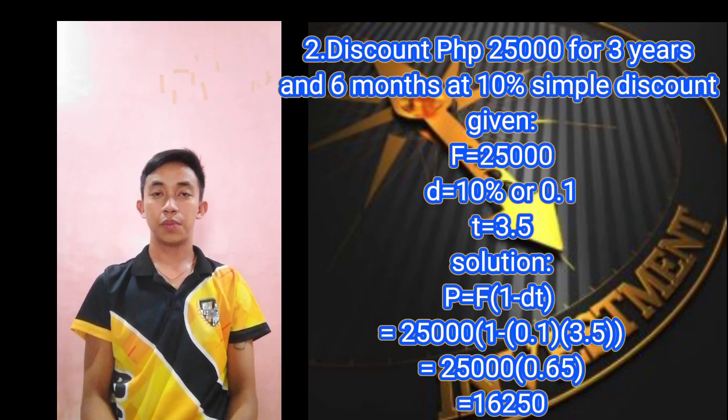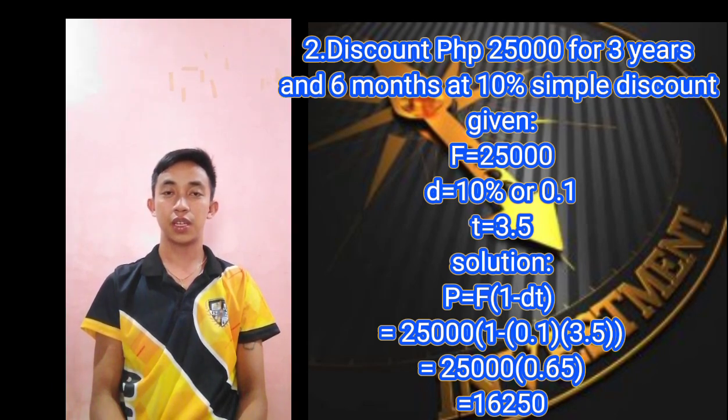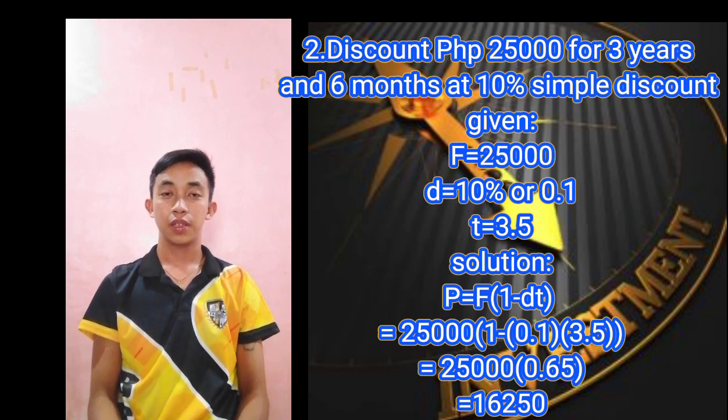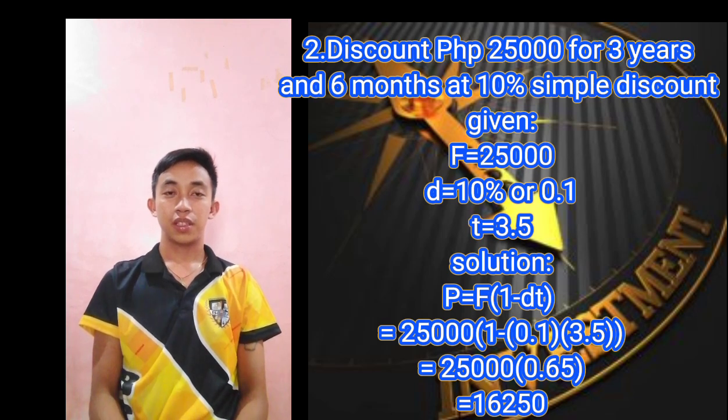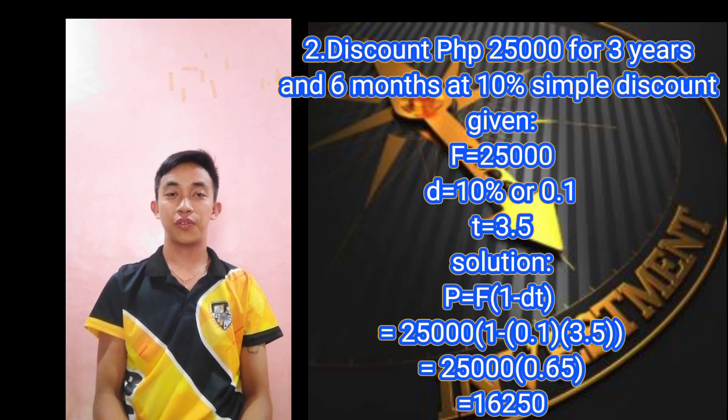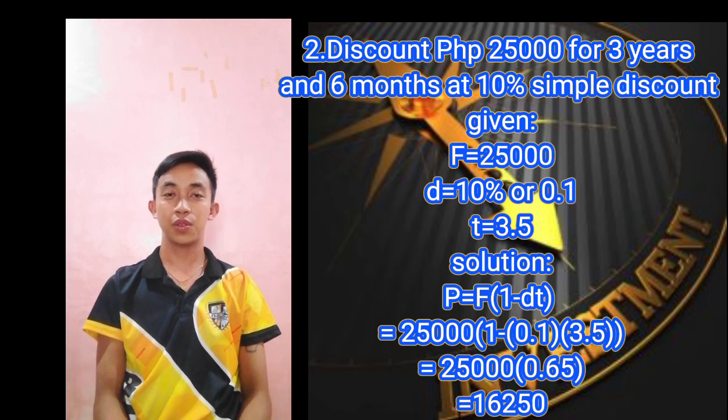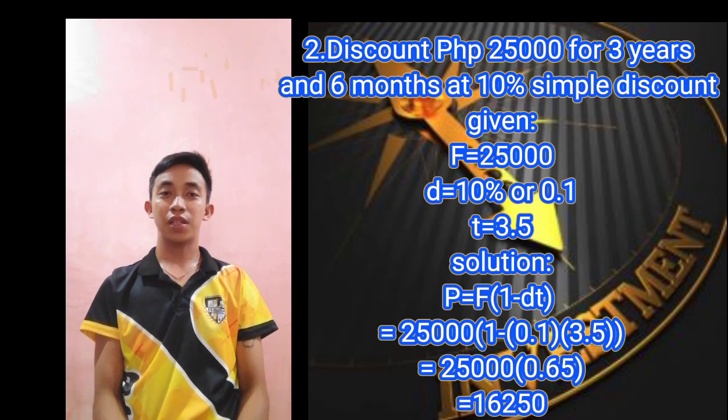Discount 25,000 pesos for 3 years and 6 months at 10% simple discount. Given F equals 25,000, d equals 10% or 0.1, t equals 3.5. Solution: P equals F times 1 minus d t. P equals 25,000 times 1 minus 0.1 times 3.5. 25,000 times 0.65 equals 16,250.